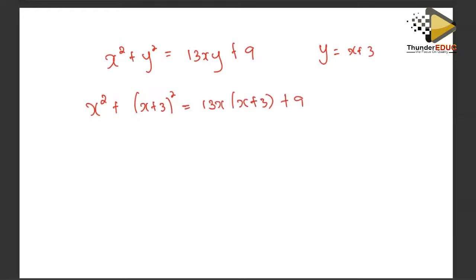You just need to be smart and systematic so that we avoid any errors, okay? Because one small mistake is going to affect everything up to the end. So that's x squared. When we open this bracket, it's just going to be x squared plus 6x plus 9. When we open here, we have 13x squared plus 39x plus 9. Okay, let's take everything to one side.